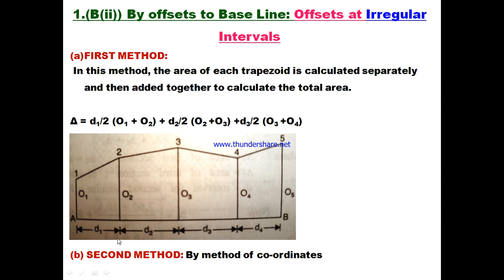In the previous methods, all the distances d1, d2, d3, d4 were common, that is d. But here, since the distances of the offsets are different, we will apply this method. We will first determine the area of each trapezoid. Suppose the area of the first trapezoid will be 1 by 2 (O1 plus O2) into D1, then 1 by 2 (O2 plus O3) into D2, then 1 by 2 (O3 plus O4) into D3. In a similar manner we will calculate all the areas of the trapezoids and then add them together to determine the total area.